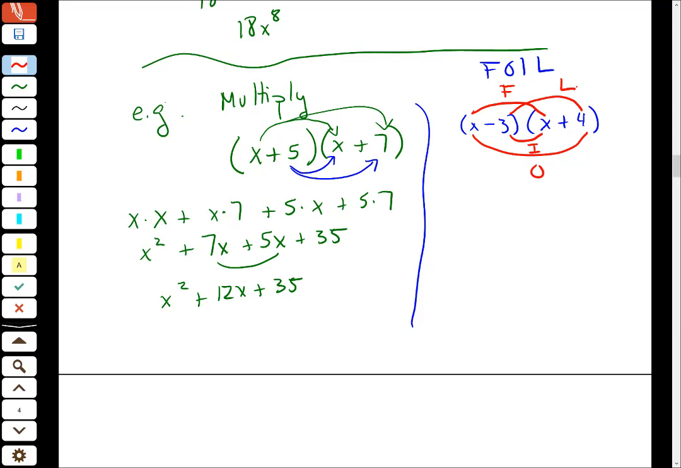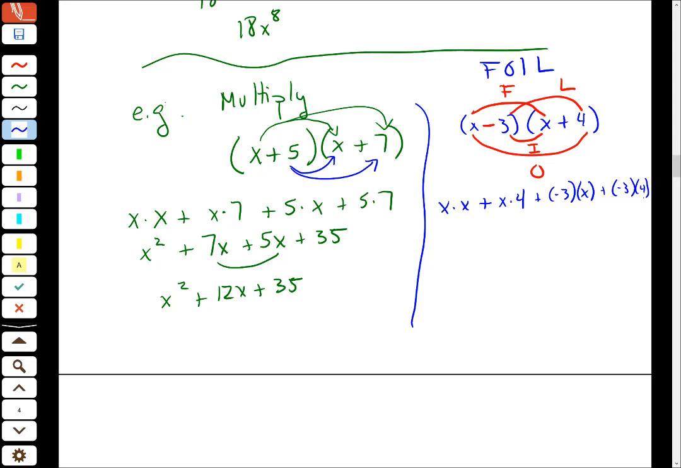And I'm going to be careful right here. Do you see this red negative? You cannot lose this sign right there. It's attached to the 3. So I'm going to treat this like a negative 3. Okay, so my first terms are x times x again. Outer is x times 4, and I'm going to add that together. Inner is negative 3 times x. And the last is negative 3 times 4.